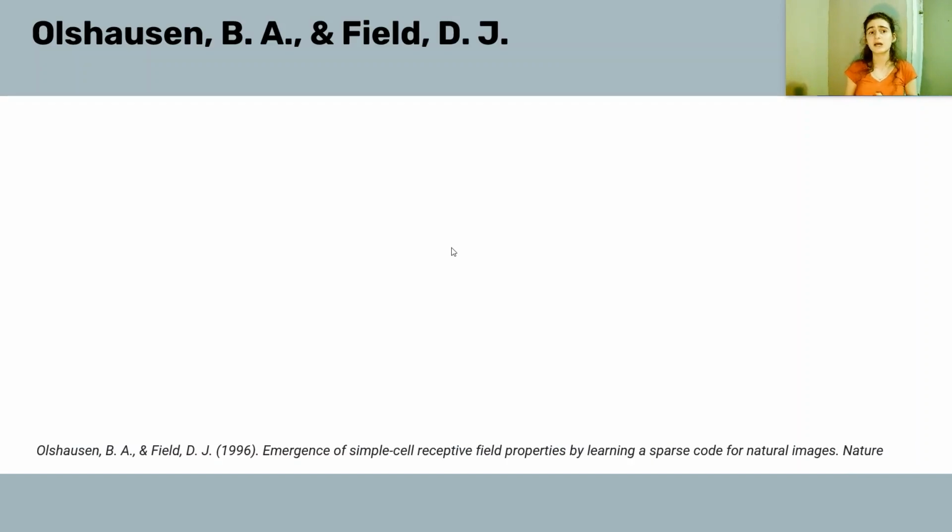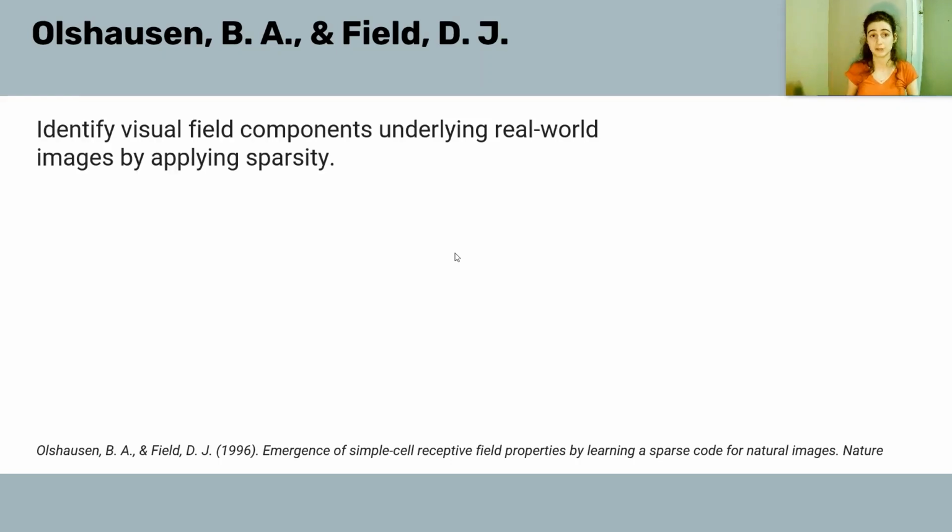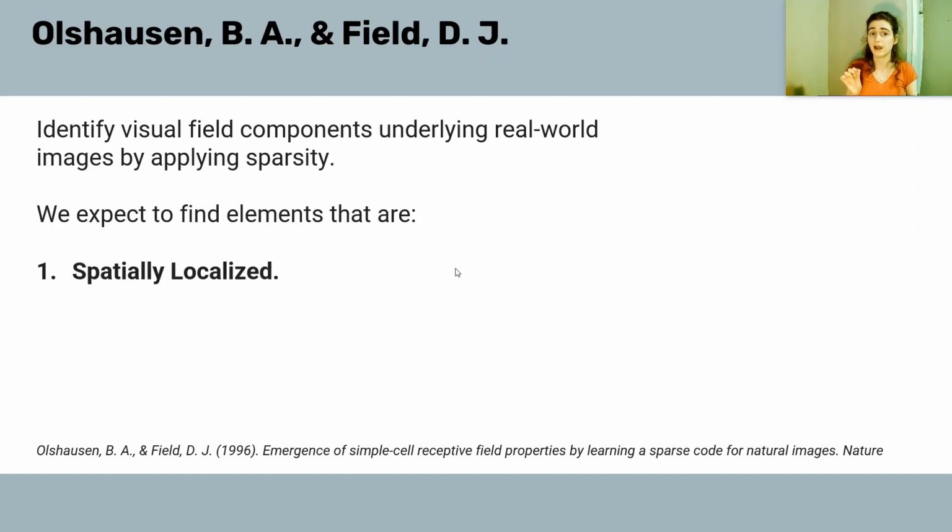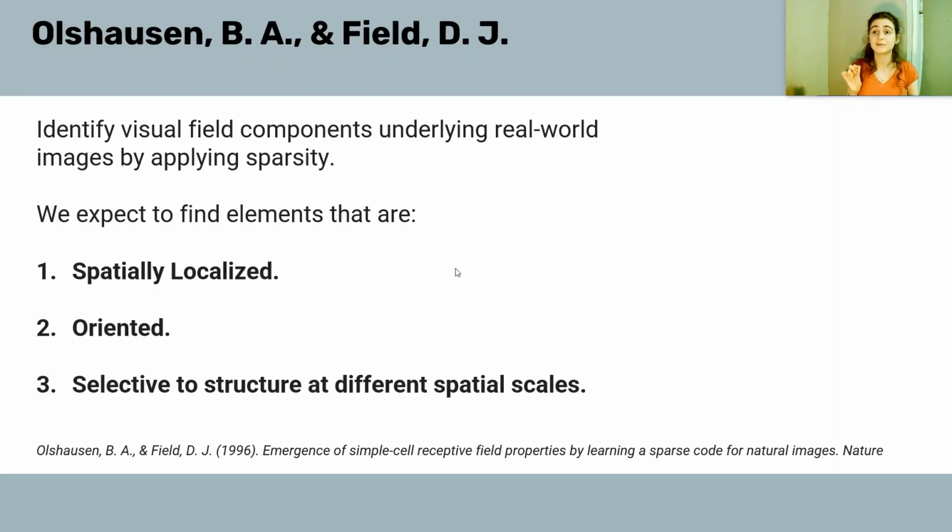So, I will start with a very famous paper published in 1996 by Olshausen and Field, where they took natural images and found the underlying latent components whose sparse decomposition can reconstruct the images. Specifically, they identified components that resemble the components that are believed to be in our visual field. They identified components that are localized, that are oriented, and selective to structures at different spatial scales.